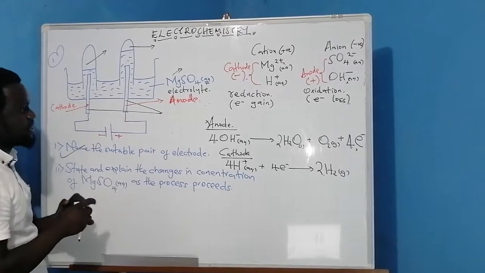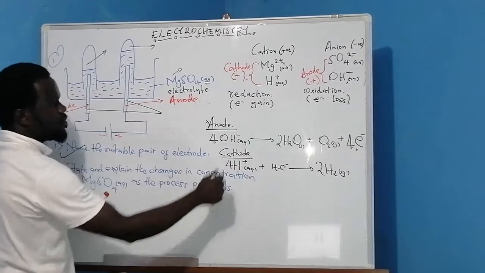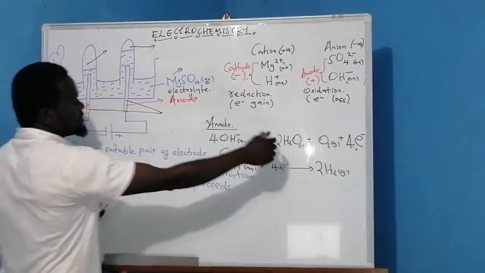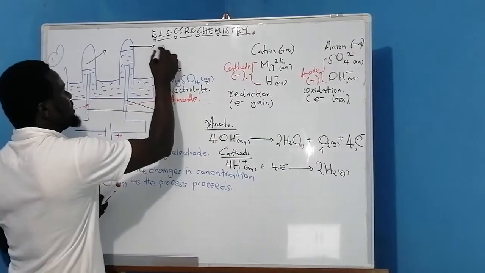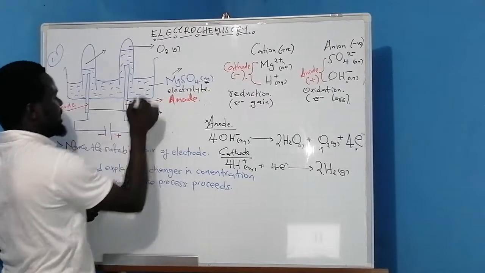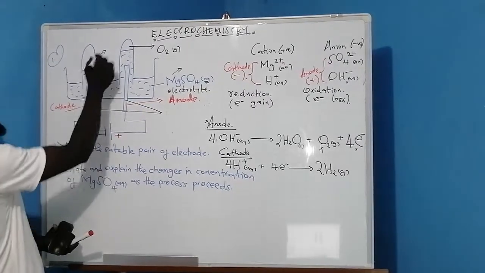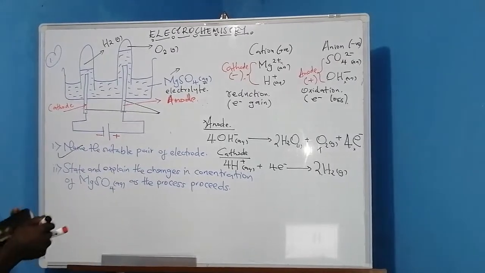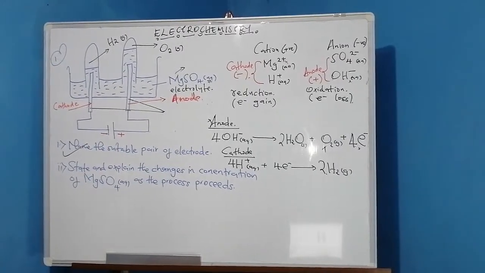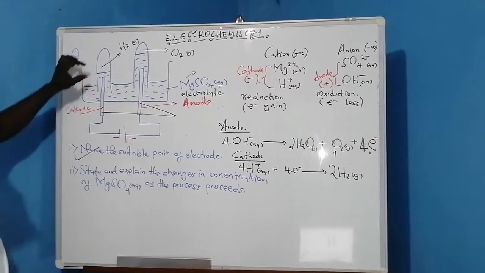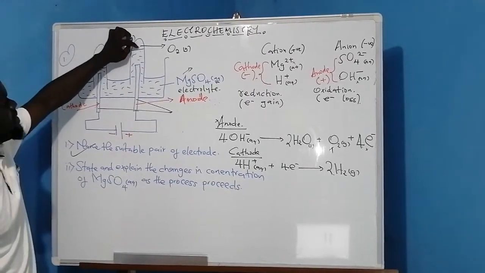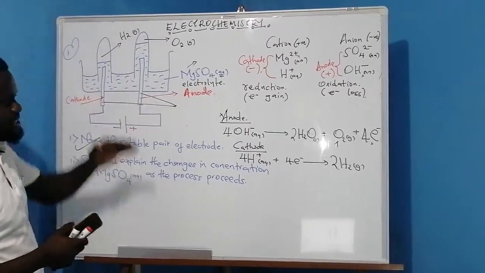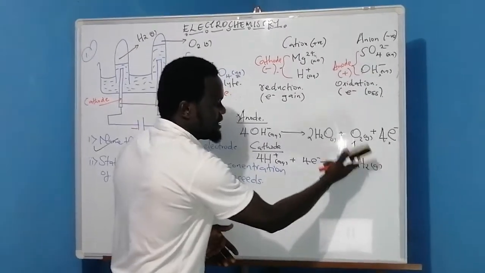What happens at the anode is electron loss. So the gas that will be produced at the anode is obviously oxygen gas. And the gas that will be released at the cathode is hydrogen gas. From the look of the diagram, we have hydrogen gas being twice as much as oxygen gas. So the hydrogen gas is twice oxygen gas, which you can clearly see here.